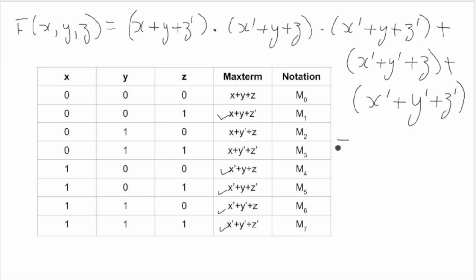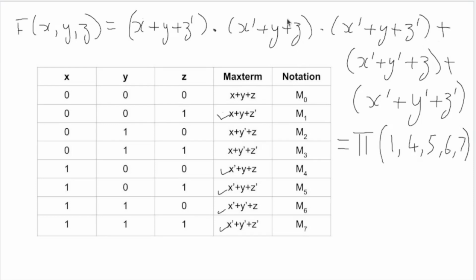Now if you want to represent the same thing using the cardinal notation, then we'll use pi because this is POS, product of sum, and the terms are 1, 4, 5, 6 and 7.